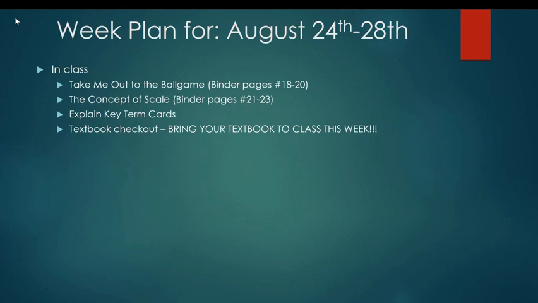The second one is called the concept of scale. Concept of scale is also about geospatial data and how geospatial data can change depending on how we look at a map. If we look at a map at a certain scale, the information is what it is. And then if we simply change the scale, the information can change. We need to be cognizant of that. And so that's the concept of scale. We'll take a look at that in class on binder pages 21 through 23.